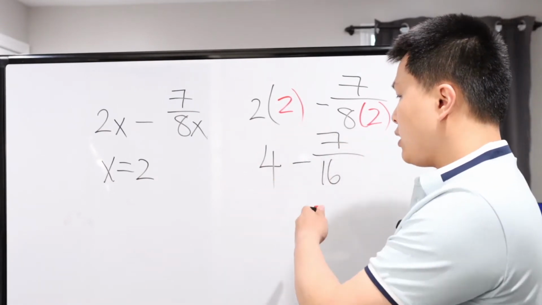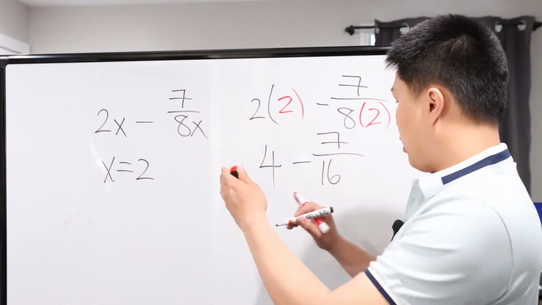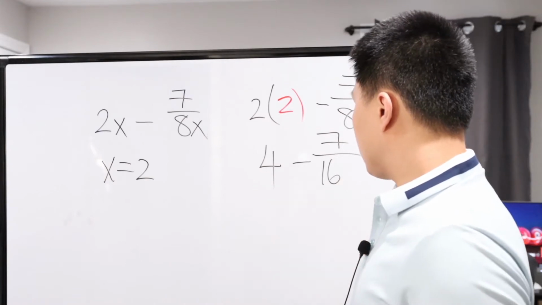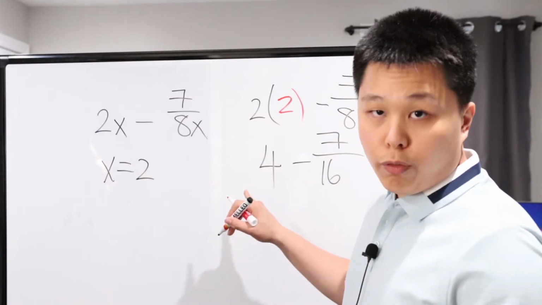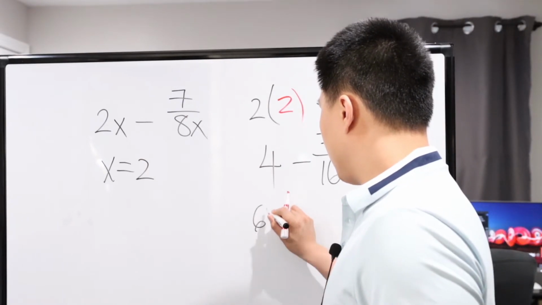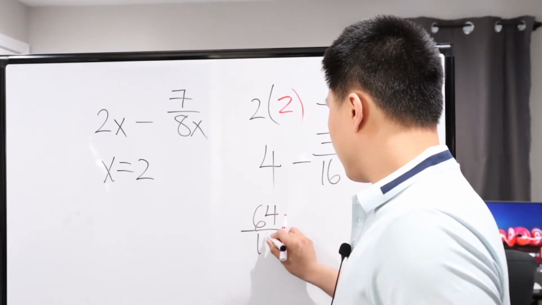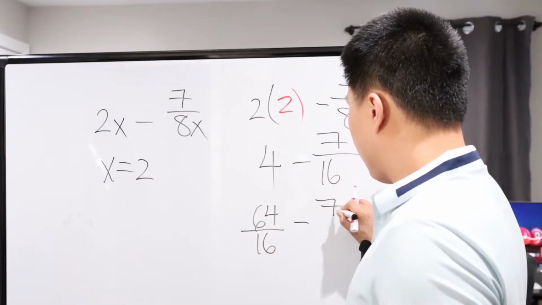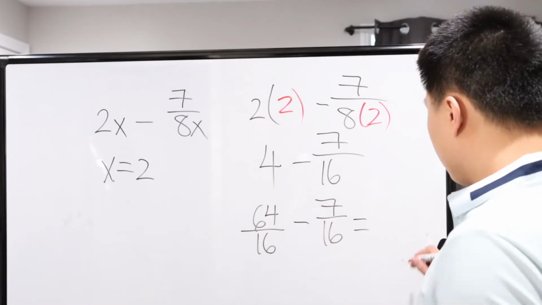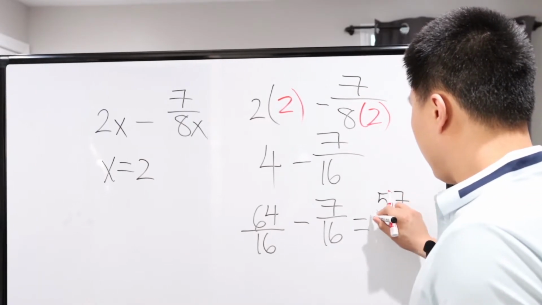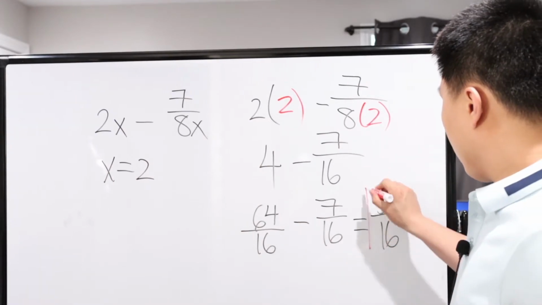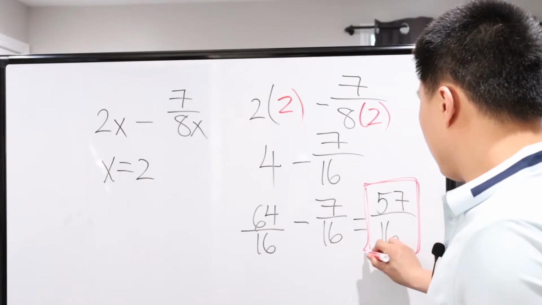Now, in this case, we usually want to combine these two numbers and then simplify as much as possible. So this is 16, this is 4, so if we were to change this into a fraction, so we can actually subtract it, it's going to be 4 times 16, which is 64 over 16 minus 7 over 16. Well, 64 minus 7 is going to be 57, and the bottom is still 16. So this would be our value for this expression.